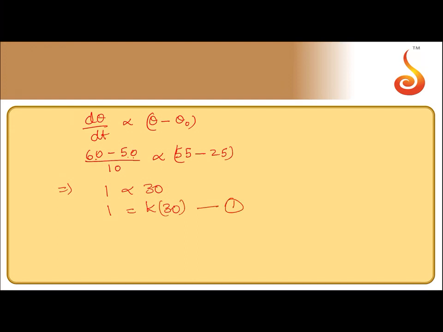Now, further in next 10 minutes how much it will cool to? Let us say it will cool to a temperature x. So, starting temperature is 50 minus x divided by 10 minutes, that should be equal to k into, see, average of 50 and x is (50 plus x) divided by 2, minus surrounding temperature is still 25. So, this is what you will get.